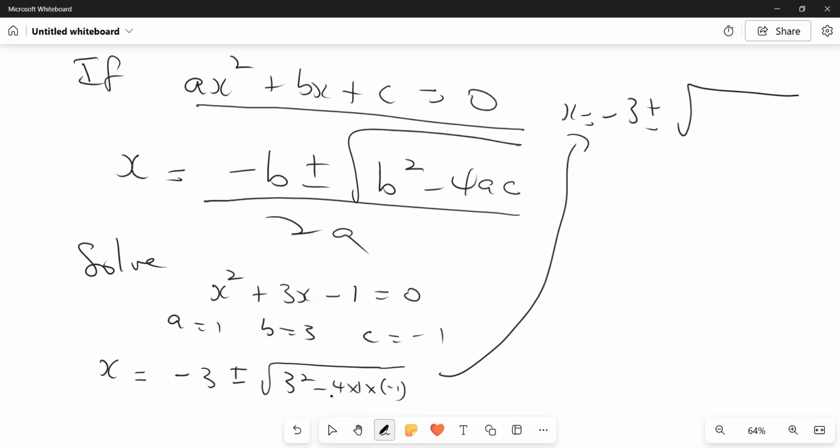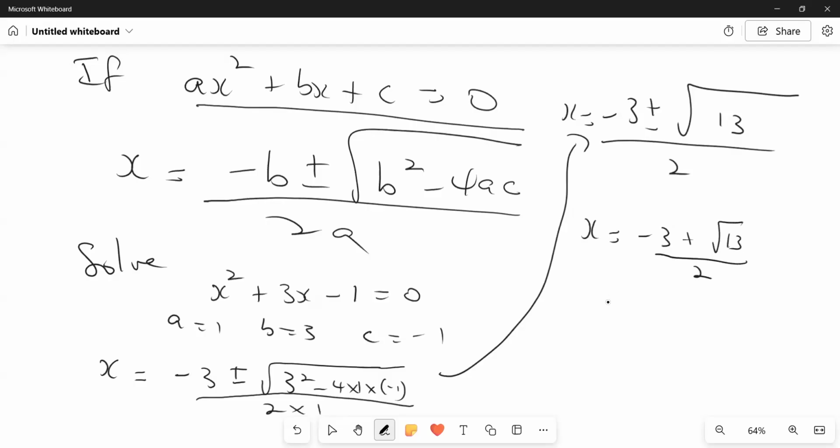This is 9. 9 plus 4, what will that be? 9 and 4 is what, 13? All over, oh, I left out all over 2 times 1, right? Which is all over 2, right? So your x values are going to be minus 3, we're going to use the plus, root 13 over 2.